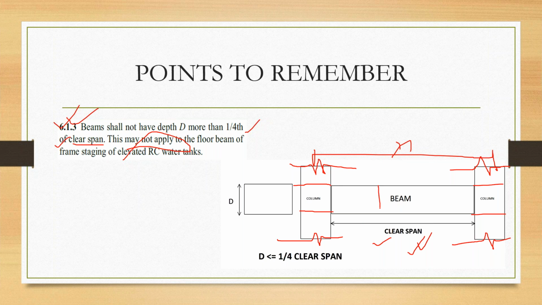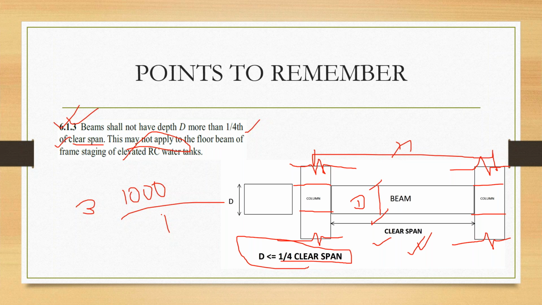Beam depth. This depth, I'm talking about this depth. Beam depth should be 1/4 of the clear span. Imagine my clear span is 1 meter, so 1000 mm. 1000 by 4 will be how much? Let's take it as 1200 for easy calculations. So it will be 300 mm.